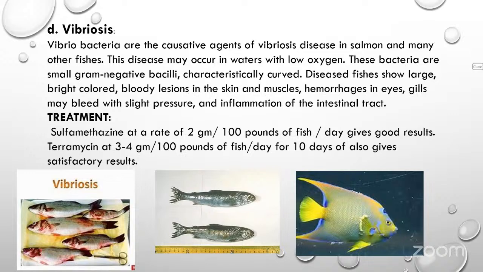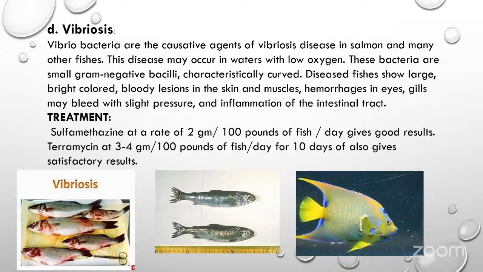And the treatment is sulfamethoxazole at a rate of 2 grams per 100 pounds of fish per day, which gives good results. Terramycin at 3 to 4 grams per 100 pounds of fish per day for 10 days also gives satisfactory results. If you look at this picture, see how the vibriosis affected fish.